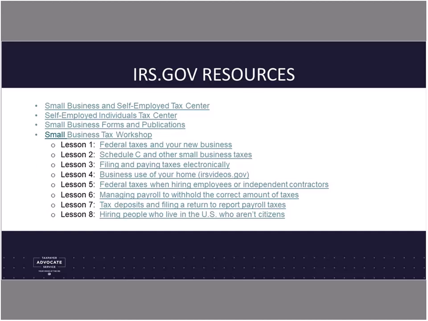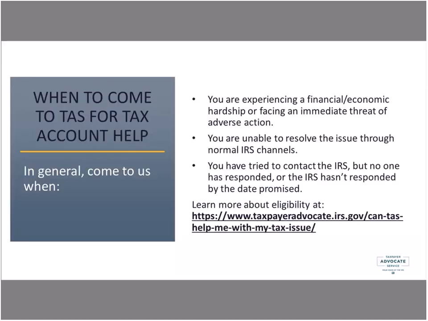And the next couple of slides, I'll provide a little bit more information about when to come to TAS for help. Okay, so in general, we want somebody to contact TAS, or Taxpayer Advocate Service, when somebody is experiencing some financial difficulty, emergency, or hardship, and the IRS needs to move much faster than it usually does or even can under its normal procedures. In those cases, time may be of the essence.